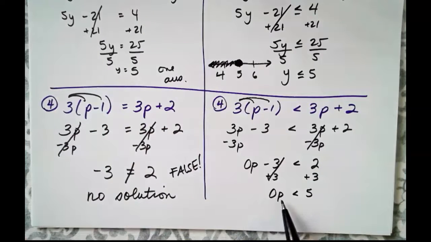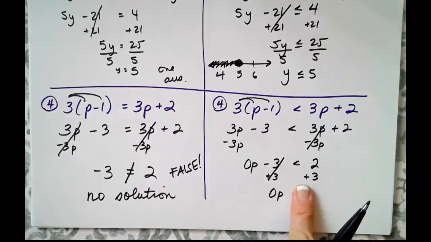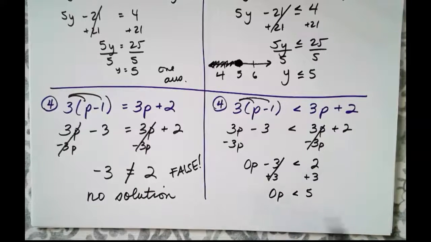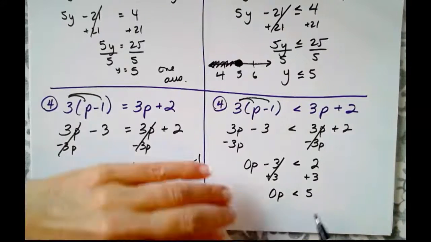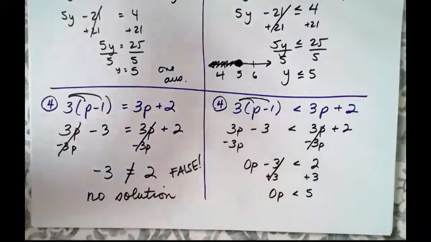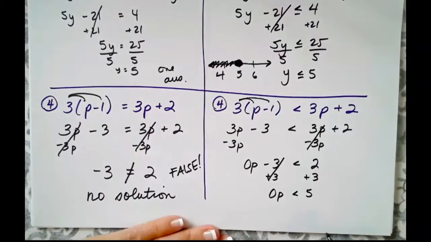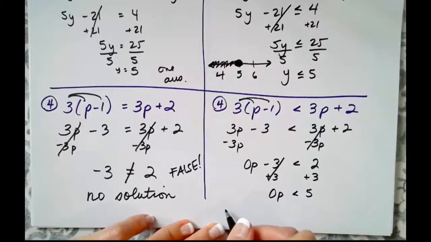If 0 times p is less than 5, think about it. What is 0 times any number? 0 times any number is always going to be 0. And we can't divide by 0. That's impossible. We talked about that in chapter 1. So, what are our possible values that will make this a true statement? Well, let's plug some in and give it a try.